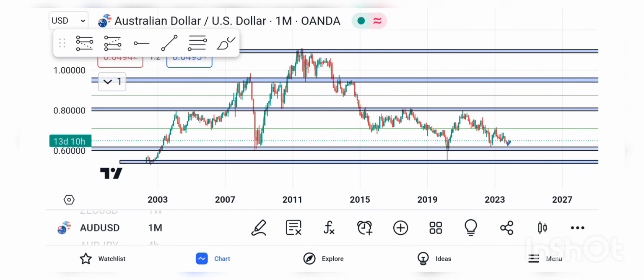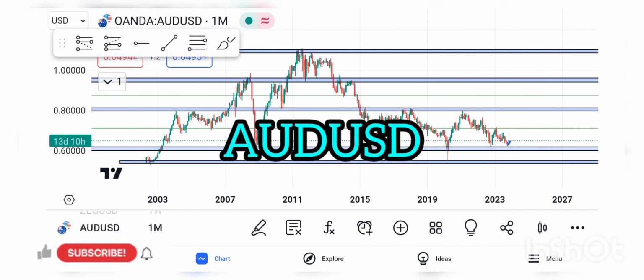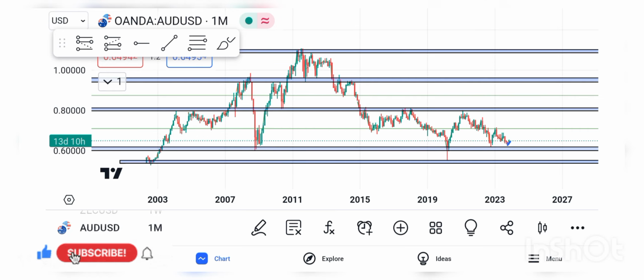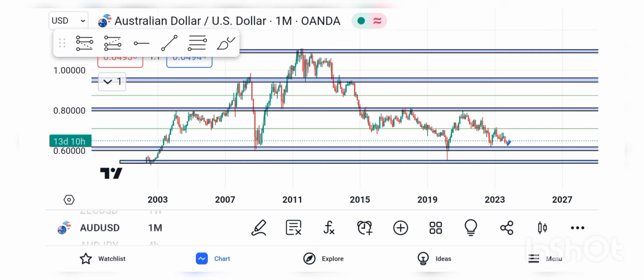Hello guys, in this video we're going to be looking at AUDUSD, and we're going to see if we've got any trading opportunity and what's going on with AUDUSD. Firstly, as usual, we'll begin with our monthly time frame. As you can see, my monthly time frame is already mapped out.